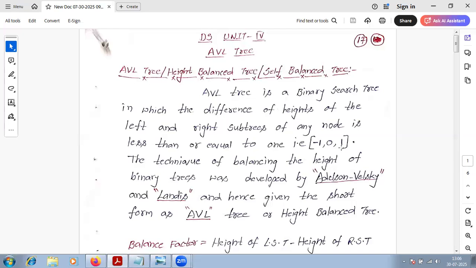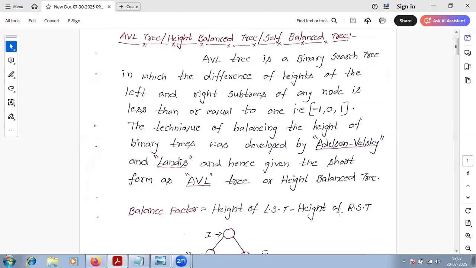We'll see one example, then you'll get clarity on that condition. What is meant by AVL? It is nothing but a combination of the names of the scientists who introduced this, Adelson-Velsky and Landis. That's why we call it an AVL tree. It is also called a height balanced tree.